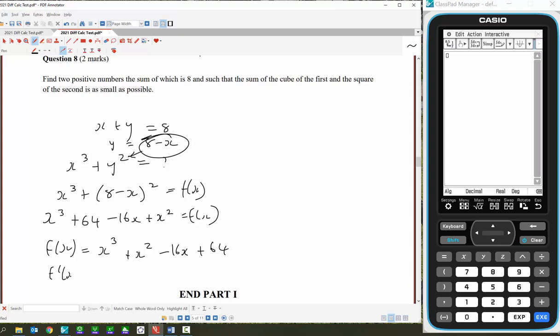F dash x, so we're trying to minimize the sum, so set that to 0 in a sec, so it's going to be 3x squared plus 2x take 16. 0 equals 3x squared plus 2x take 16. 3x, x. What am I trying to make? 2? I think that's the configuration.